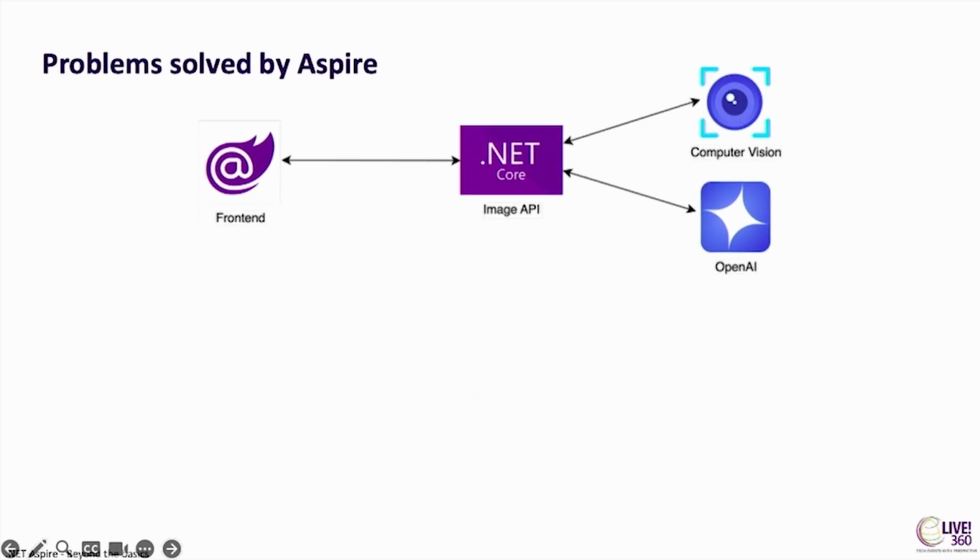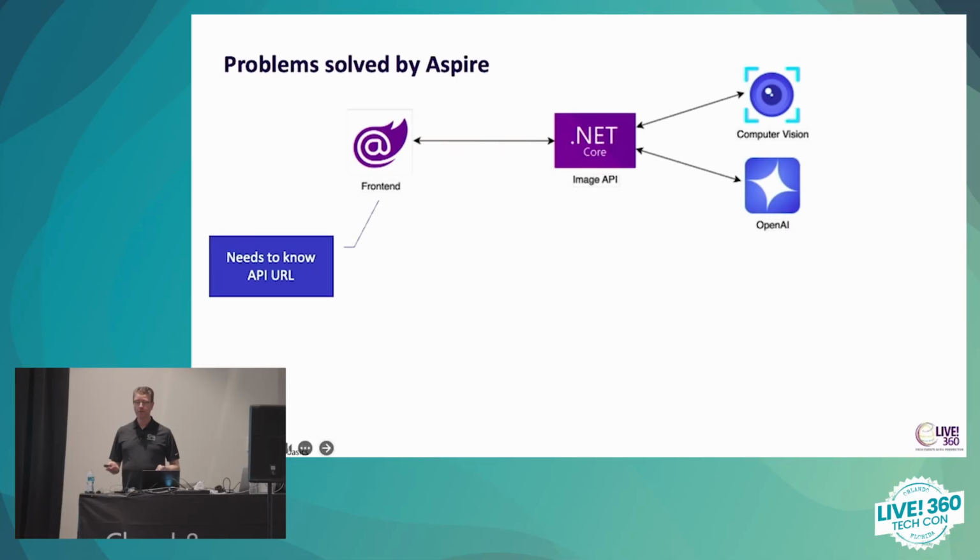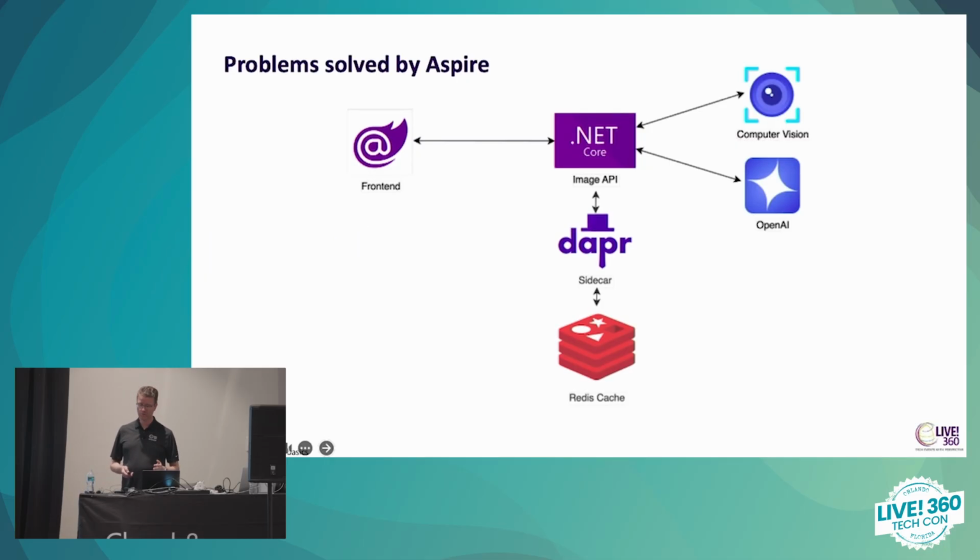How does Aspire help me as a developer launch this application and all its dependencies? First and foremost, like I mentioned, it has a project that does this for me. It runs my projects and it runs my dependencies. When my application is running, for example my front end, it needs to know where the API lives. Otherwise, it cannot access it. Aspire can configure my front end and inform it where my API is running.